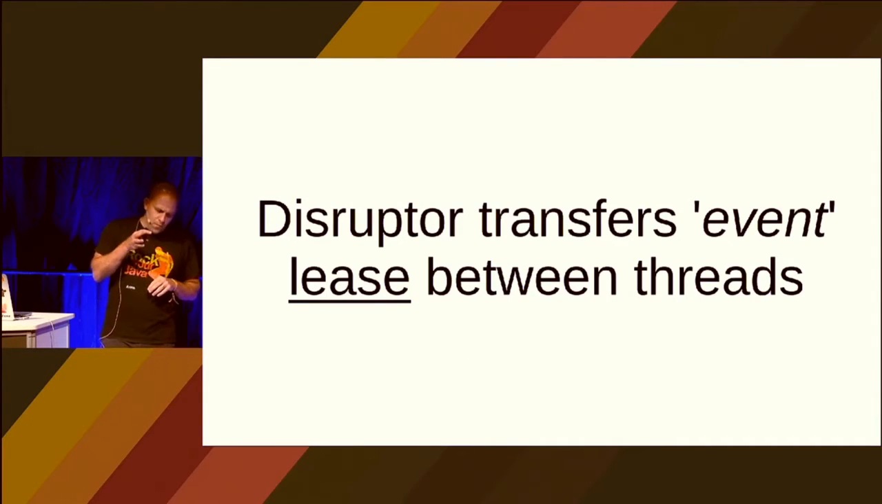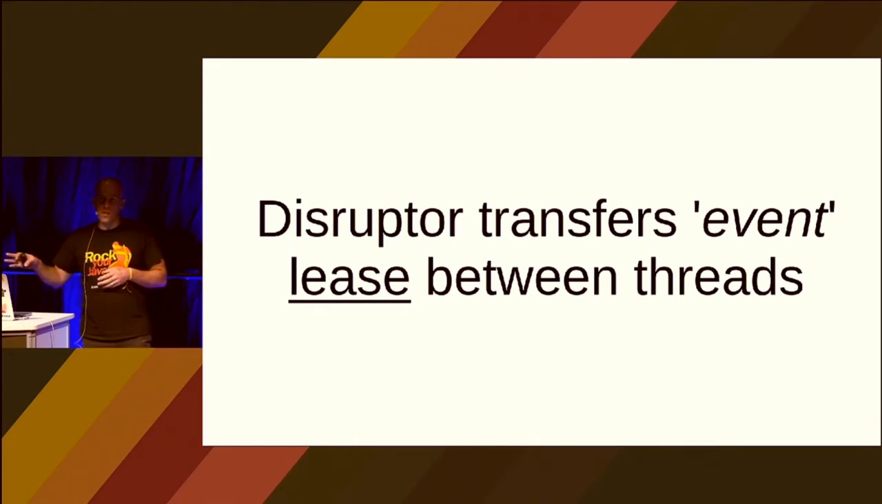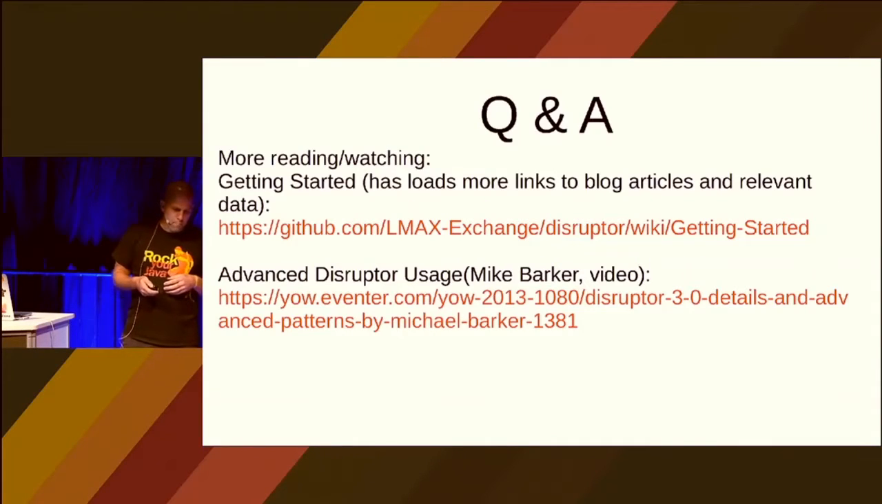The disruptor, as opposed to a queue, transfers the event lease between threads. It doesn't transfer the event. The event never leaves the disruptor. You get the event. Once you've notified other people that you're done with it, you can't hold on to it. You can't take an event out of the disruptor and put it on a queue to be used somewhere else. That'll just blow up.